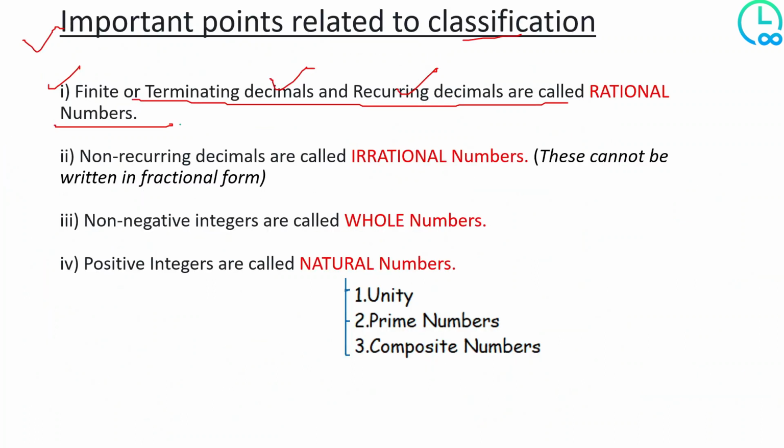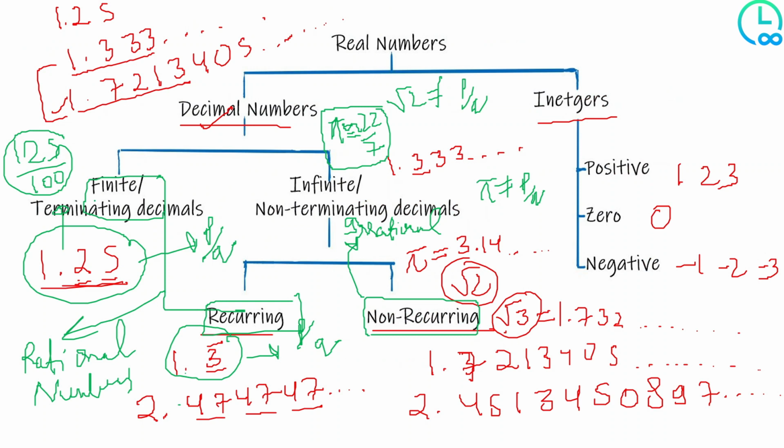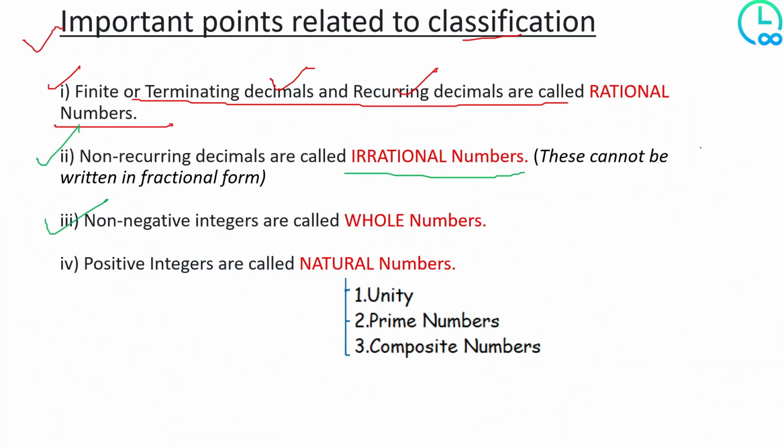So this second statement is also the same that I was explaining, that irrational numbers. Third, non-negative integers are called the whole numbers. Let's see on the chart. Non-negative means this part. Negative is this one, and the remaining is the non-negative. This is called the whole number. So whole numbers become 0, 1, 2, 3 till infinite.